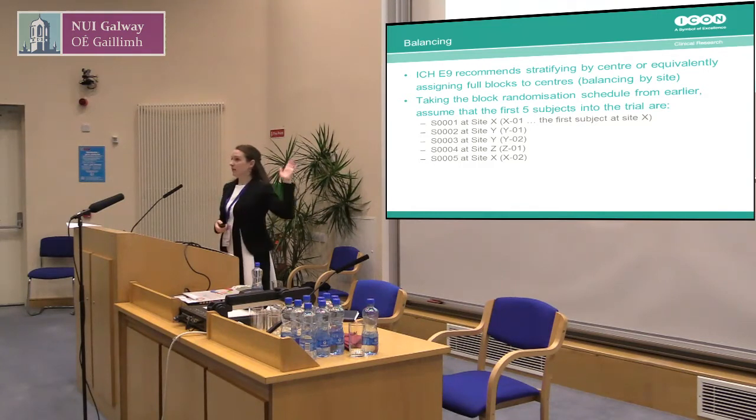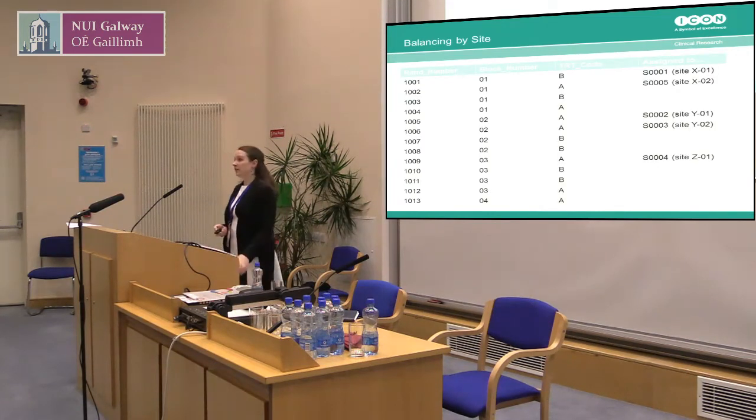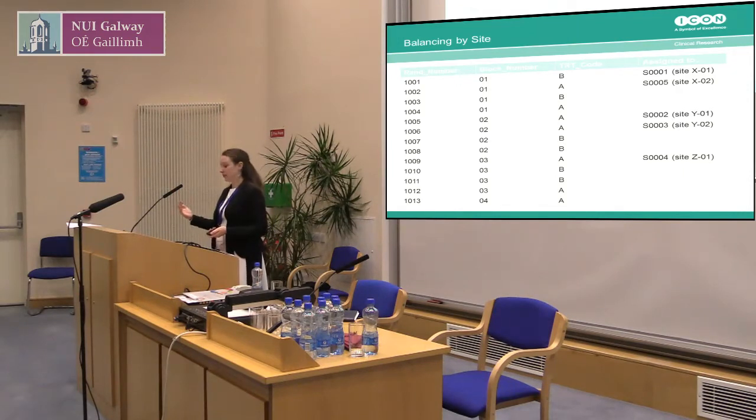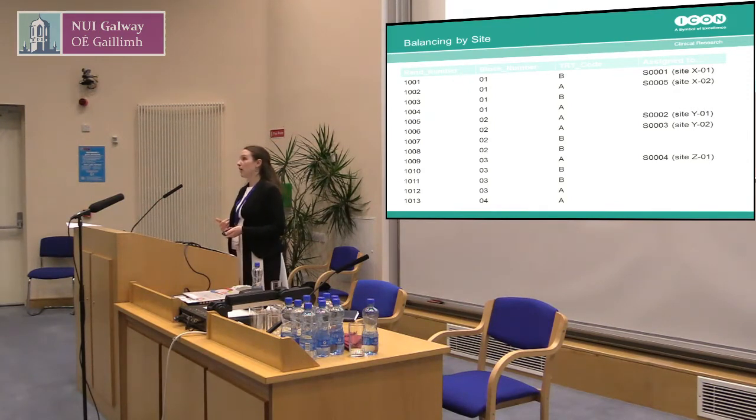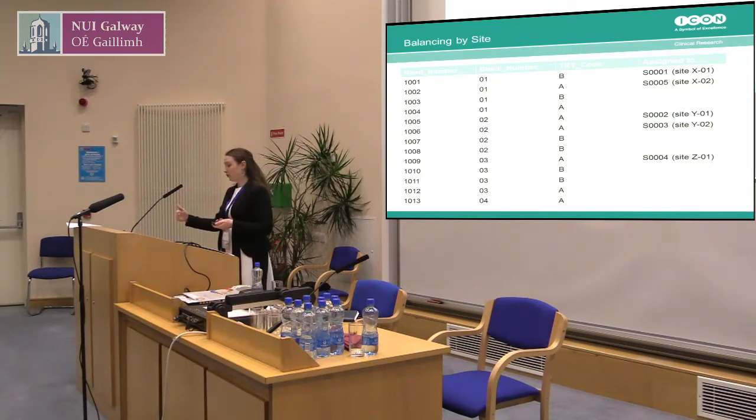So to illustrate it, assume these are the first 5 subjects we have in the trial, and they're at 3 sites, X, Y, and Z. The notation is there. And taking the blocked randomisation schedule we had before, the first subject into the trial was at site X, so they get the first randomisation in the first block, block 1. The second subject into the trial was from site Y, so they need a new block, so they get the first number in block 2, which is 1005. The third subject was also in site Y, so they're also in block 2. Fourth subject, we need a new block, they get block 3, and then back to block 1 for the fifth subject.